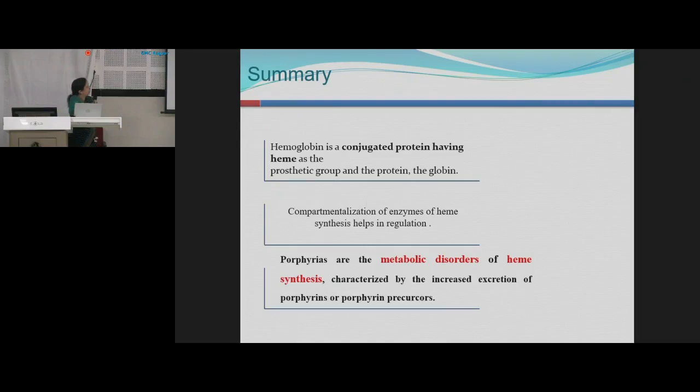So, what is the summary? Hemoglobin is a conjugated protein having heme as prosthetic group and the protein globin. Compartmentalization of the enzymes helps in regulation of heme synthesis, and porphyrias are the metabolic disorders of heme synthesis characterized by increased excretion of porphyrins and accumulation of precursors in the body, which leads to the symptoms of porphyrias.